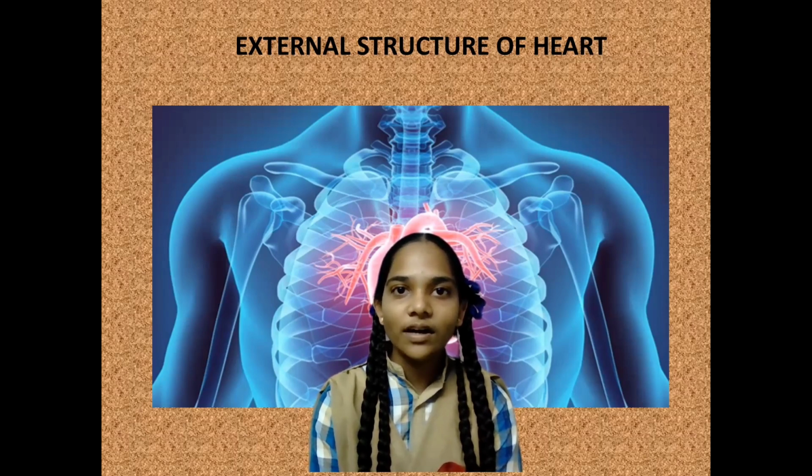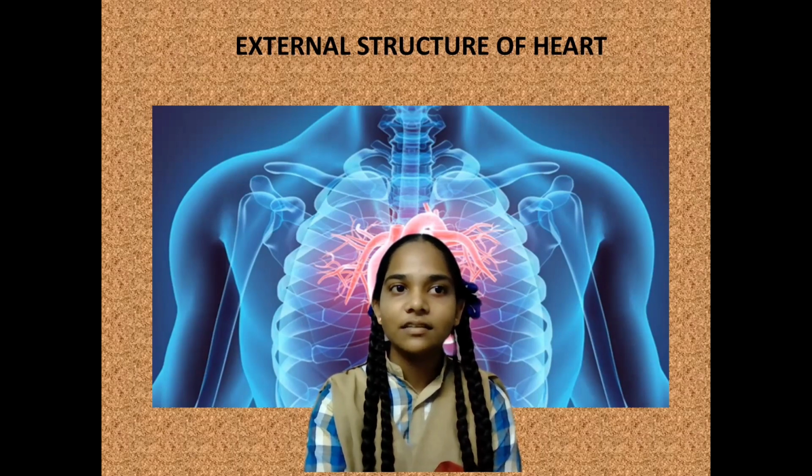The wall of the heart consists of three layers: the outer epicardium, the middle myocardium, and the innermost endocardium. The blood vessels found in the walls of the heart are coronary vessels, which supply blood to the muscles of the heart.